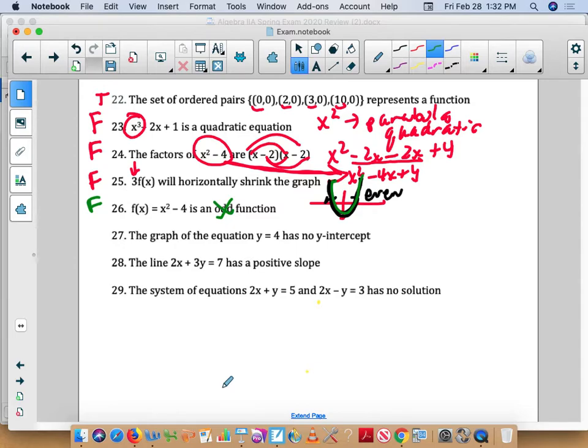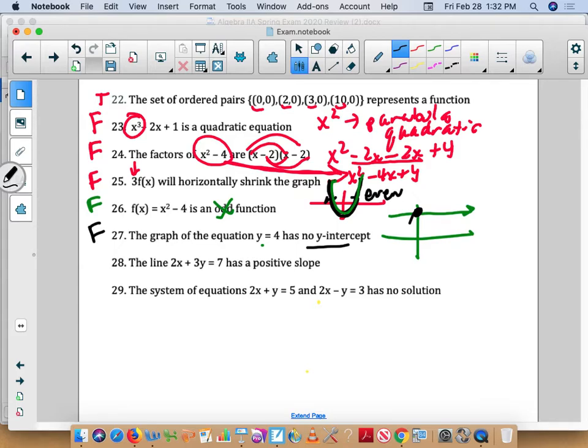All right, the graph of the equation y equals 4. Show me y equals 4 in the air. Thank you, Rebecca. Y equals 4 has no y-intercept. True or false? False.